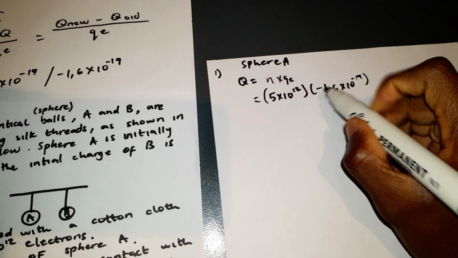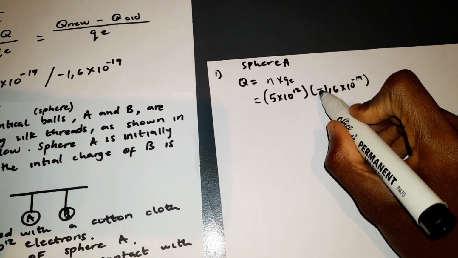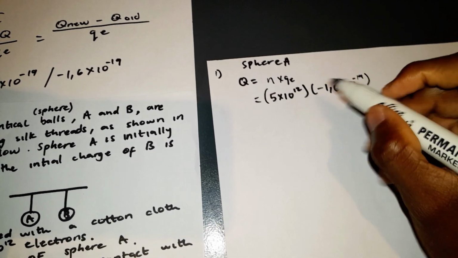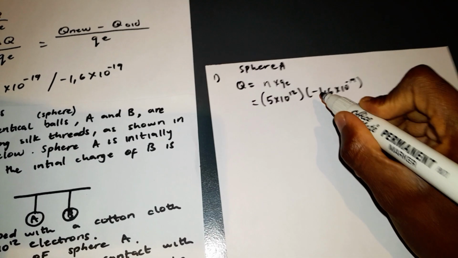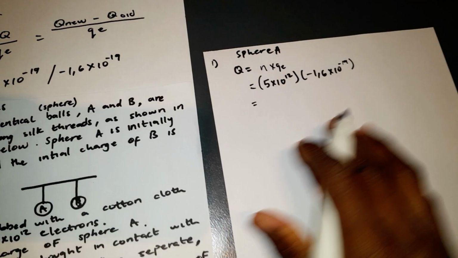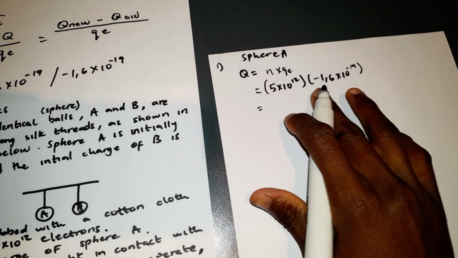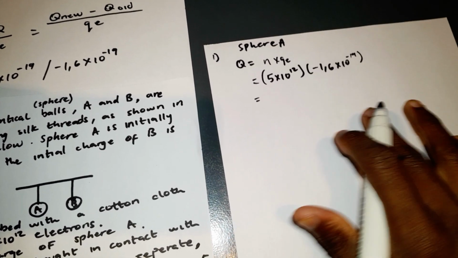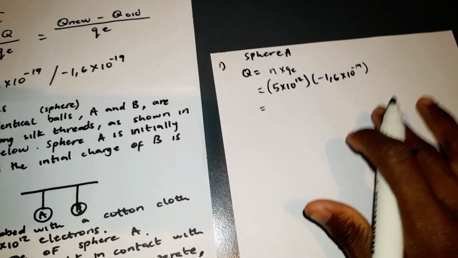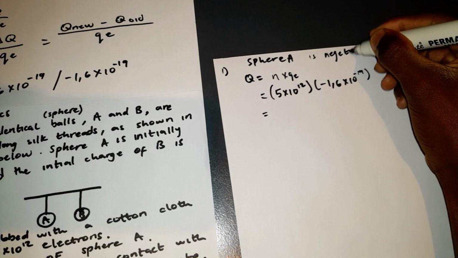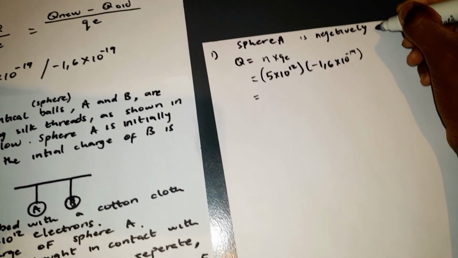If you don't indicate that it is negatively charged, you might get penalized or lose 1 mark. So remember always to put that in. If you don't put it in, or rather you use the positive one, then at the end you just write down that sphere A is negatively charged. It's still applicable, it's still viable, it's correct.